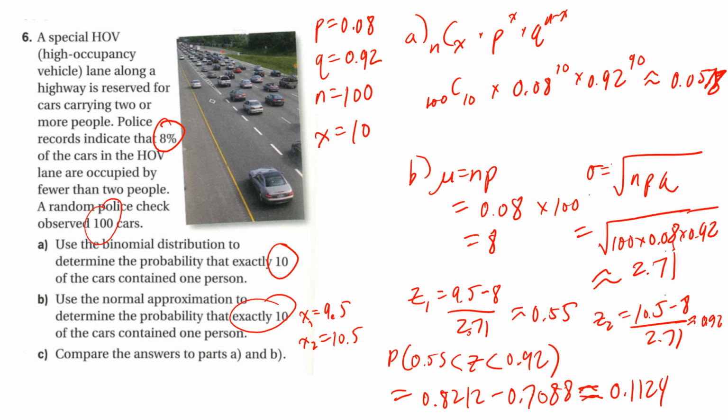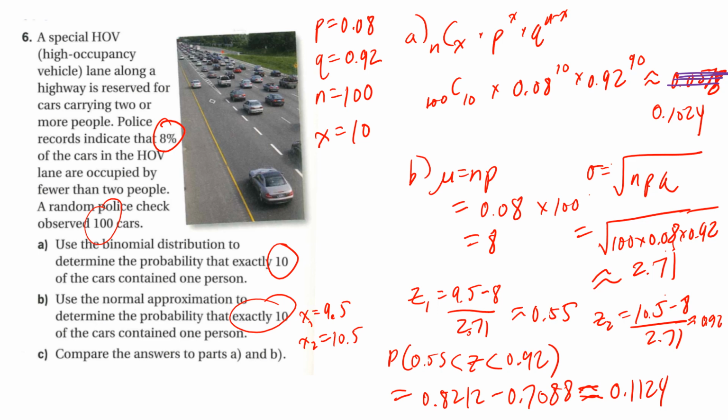Let's compare the probabilities. I just noticed I made a mistake, my apologies. For A, this should not have been 0.00578. I did something wrong with my calculator. It is actually equal to 0.1024. So it is quite close.